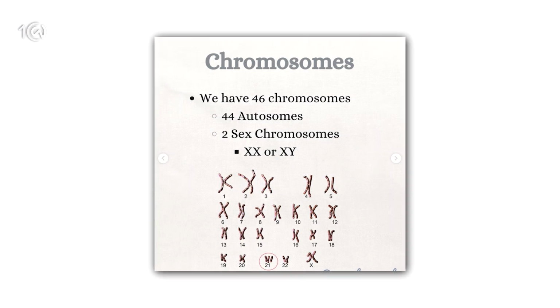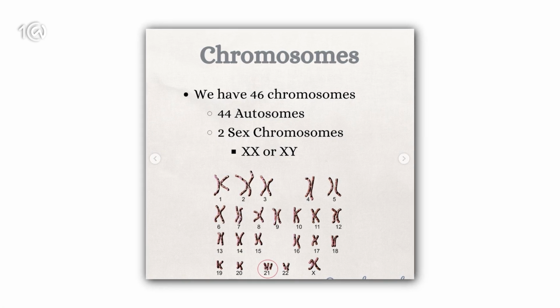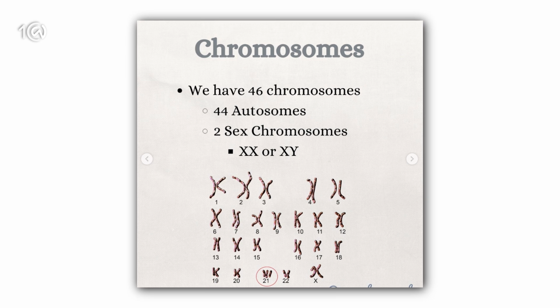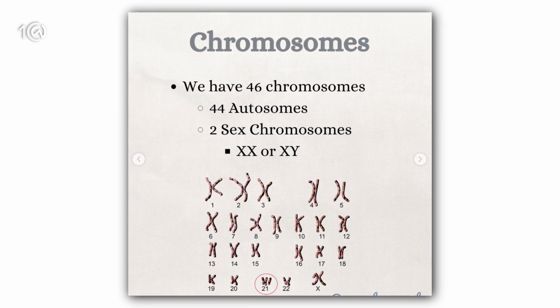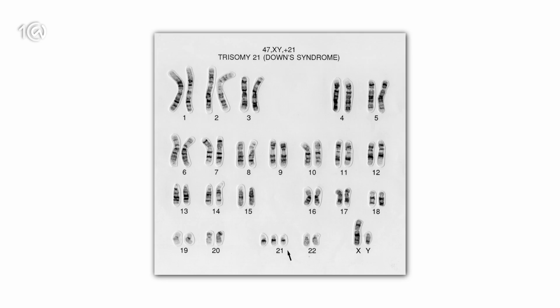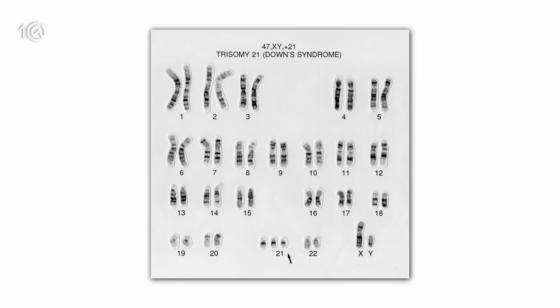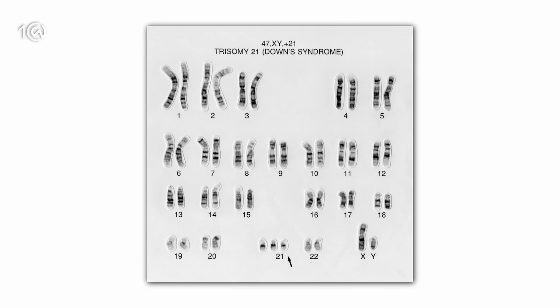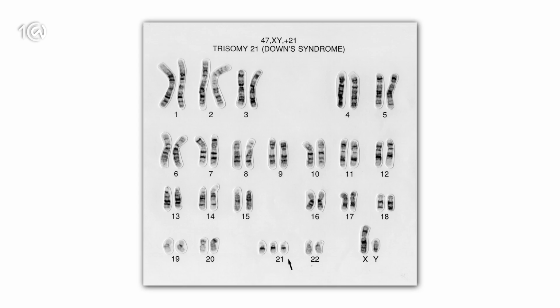The cause of Down syndrome is very simple. Everyone has 46 chromosomes in every cell: 23 pairs, with 22 pairs of non-sex chromosomes and one pair of sex chromosomes. People with Down syndrome have 47 chromosomes, in which chromosome 21 has been triplicated. Instead of having two copies of chromosome 21, they end up with three copies of chromosome 21.